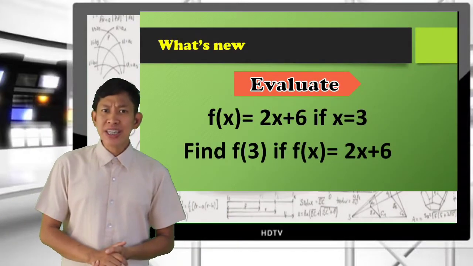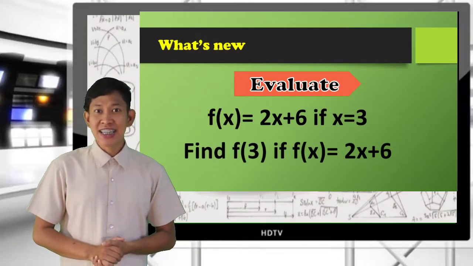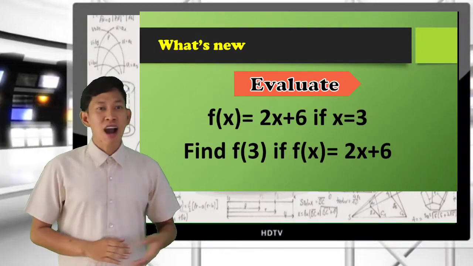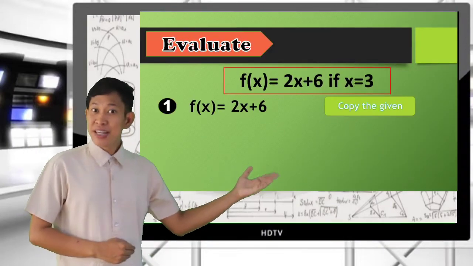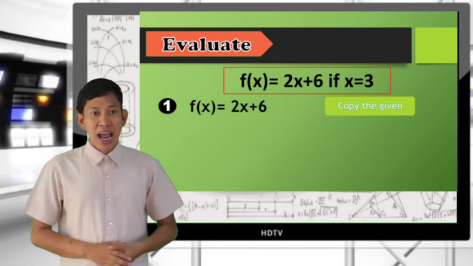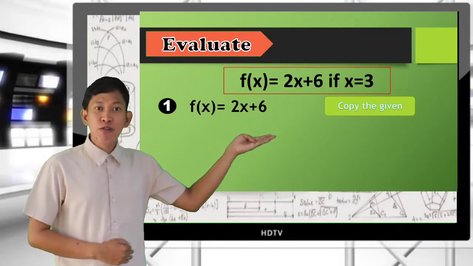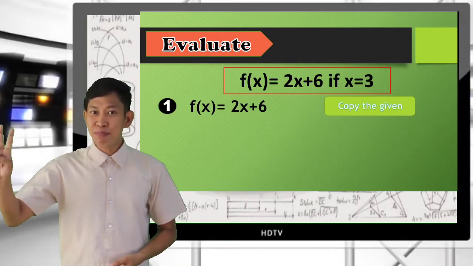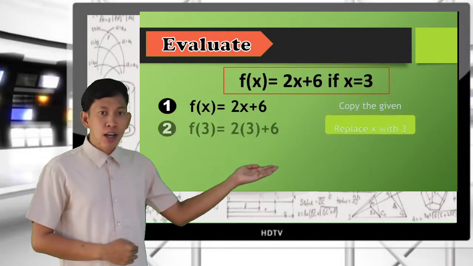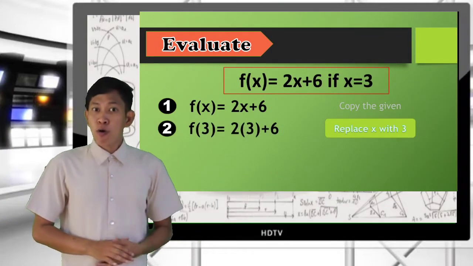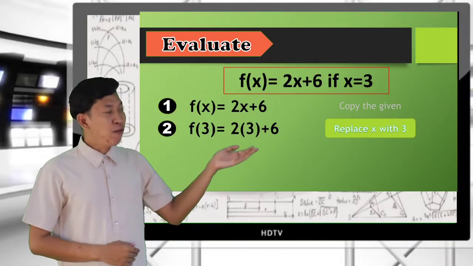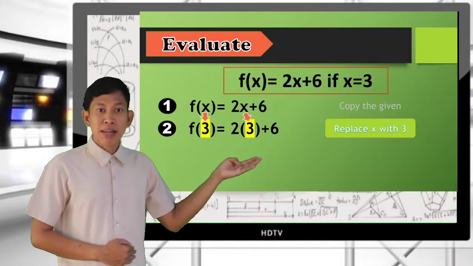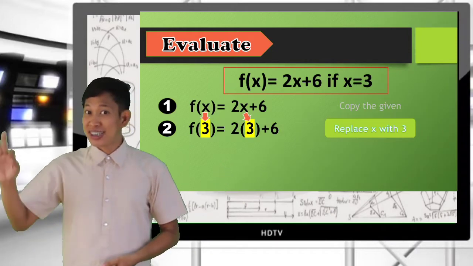Alright, so how do we evaluate this function? Let's see the steps. First, copy the given. Meaning, you need to copy f of x is equal to 2x plus 6. Second step, replace x with 3. So, we will now be having f of 3 is equal to 2 times 3 plus 6.